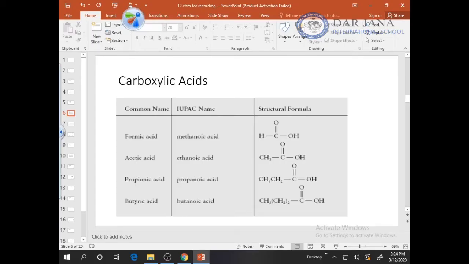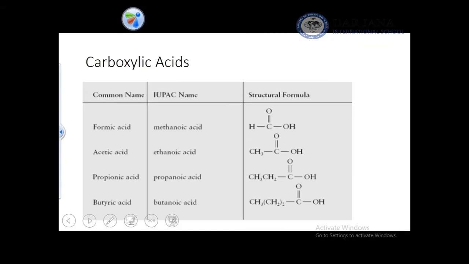Here we have another functional group called carboxylic acids. Look at this table. We have different acids starting from methanoic, ethanoic till butanoic acid. All of these acids contain a common group which is called the carboxyl group. This one is called the carboxyl group.